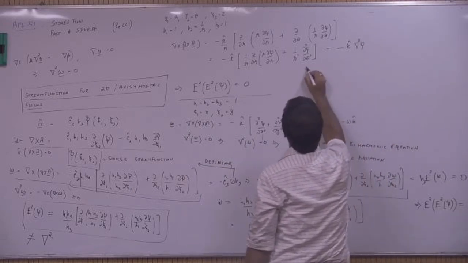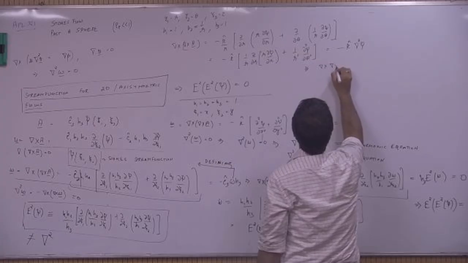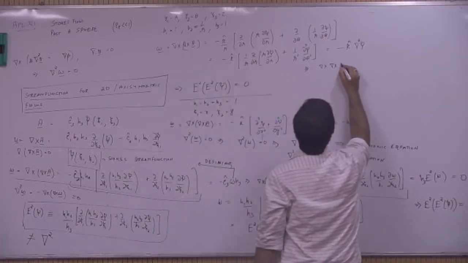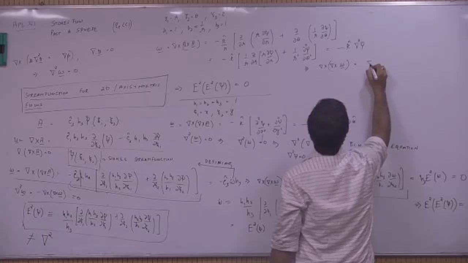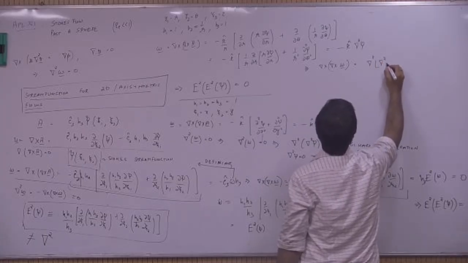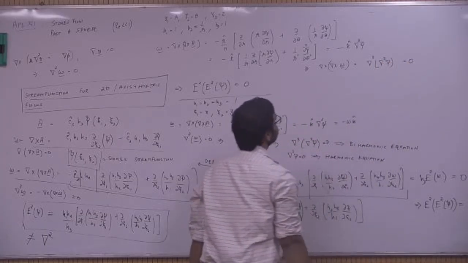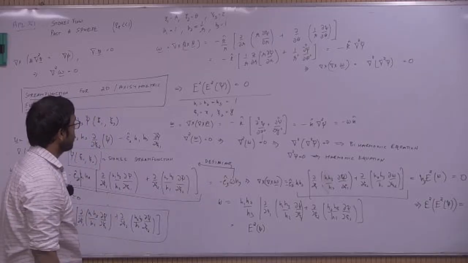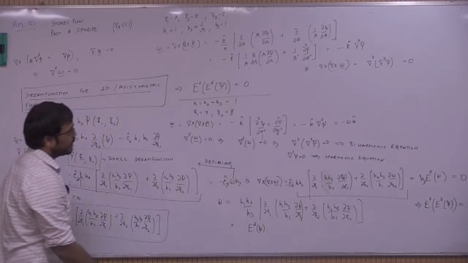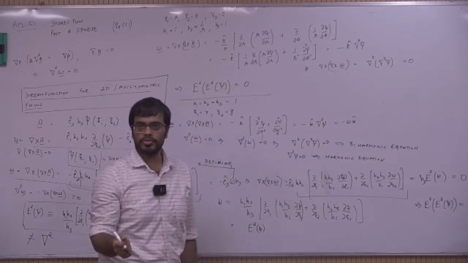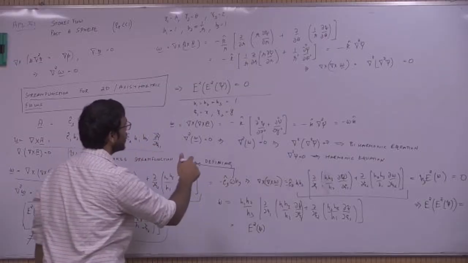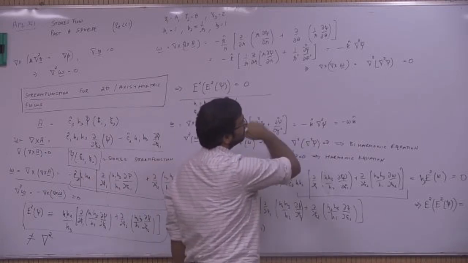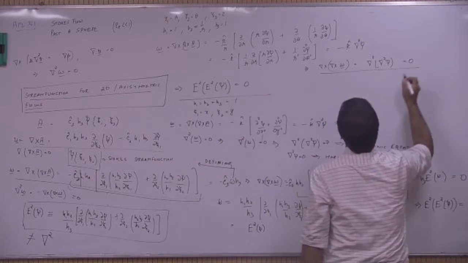And from here you get del cross omega will be simply del square psi equals 0. So, the important point here is that del cross of anything will always give you del square, but why is it becoming e square, which is slightly different from del square in some more complicated coordinates?